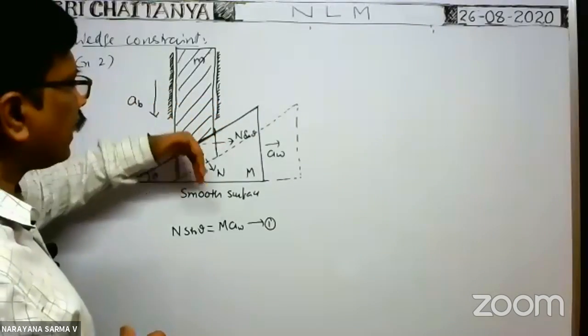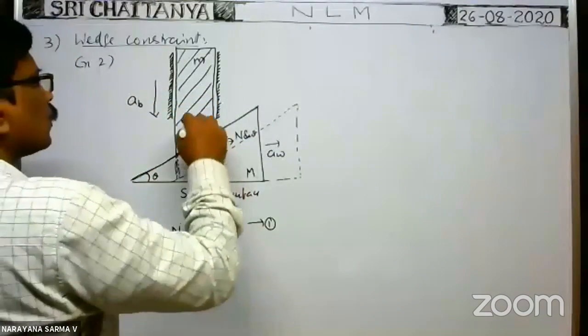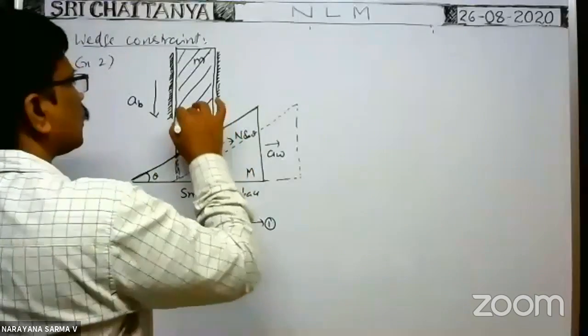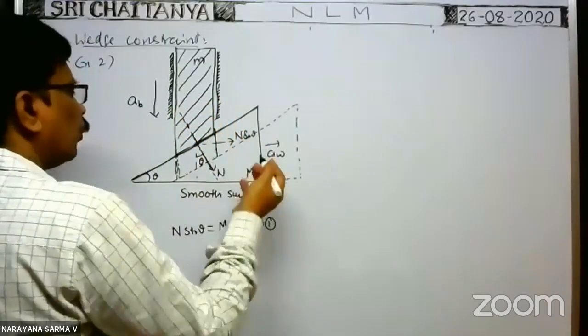Perpendicular to the plane of contact, there is no change in the acceleration. So perpendicular to plane of contact means in this direction. In this direction, there is no change in the acceleration of the two.